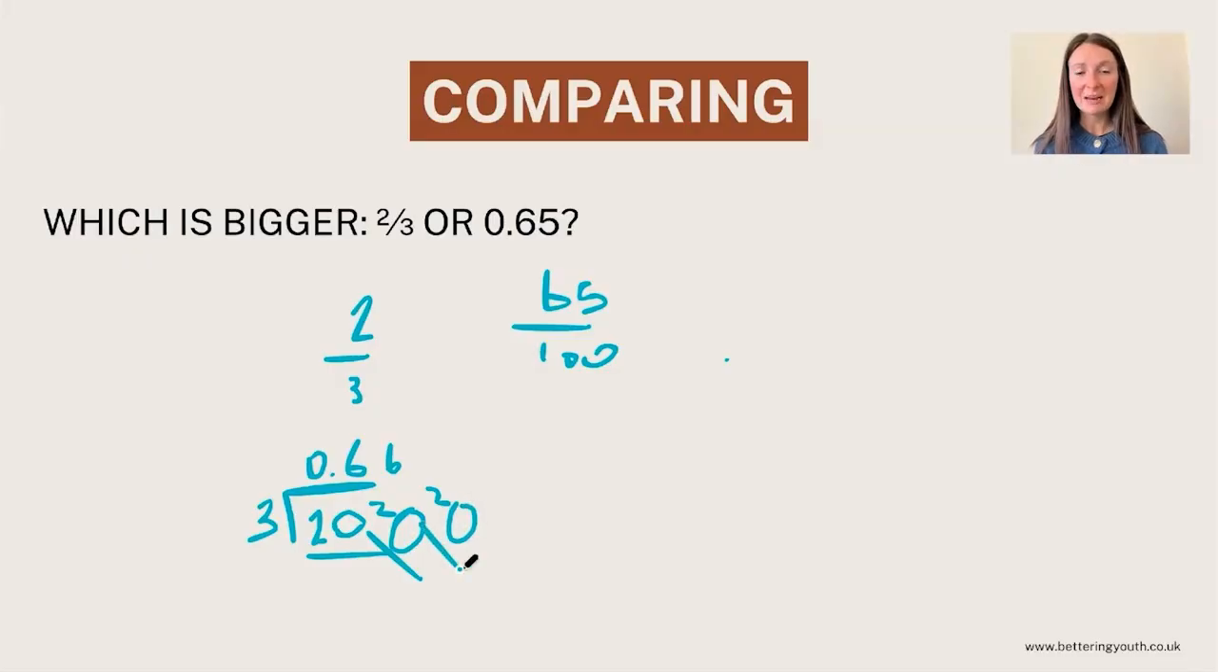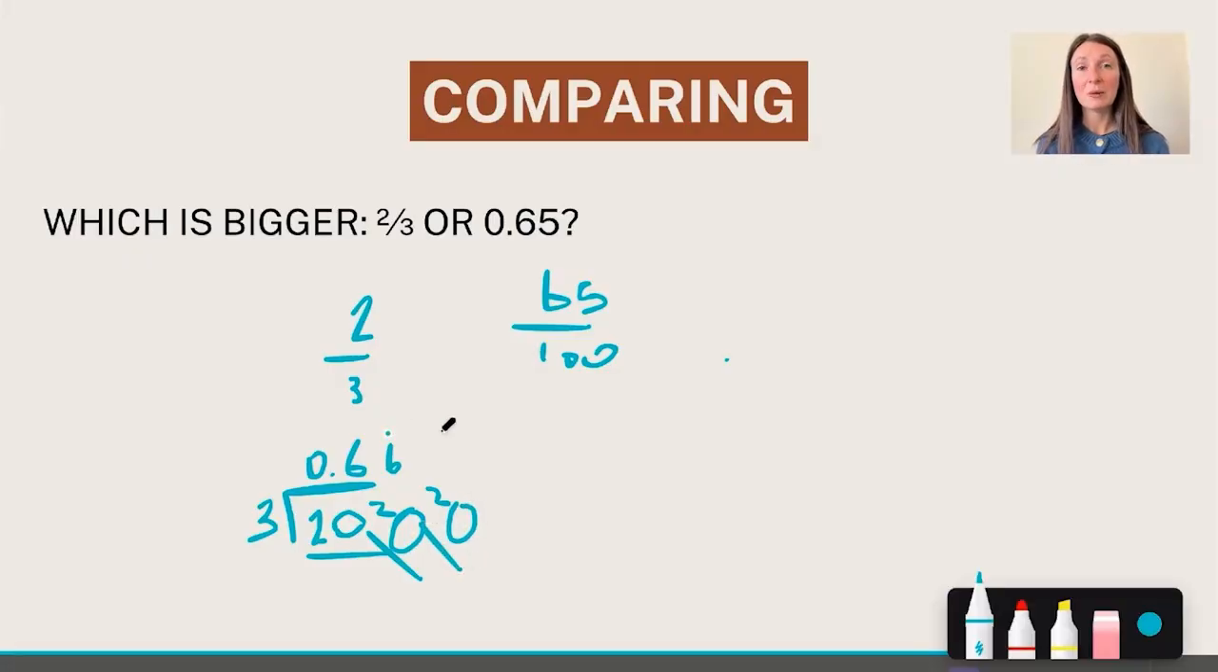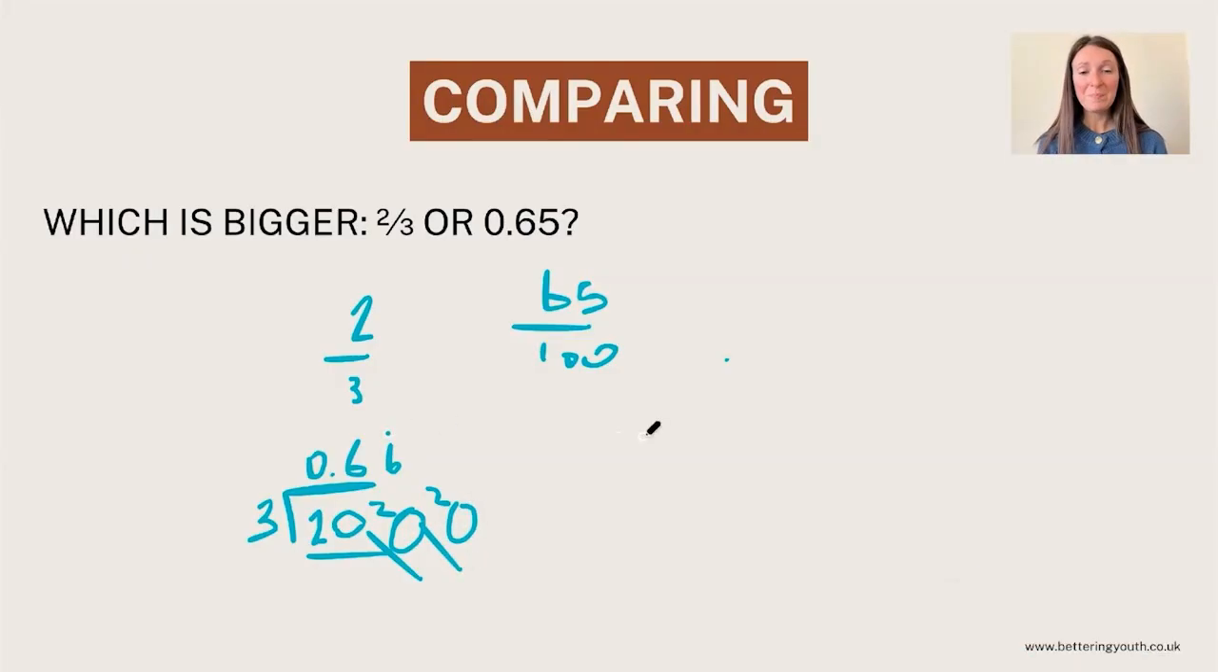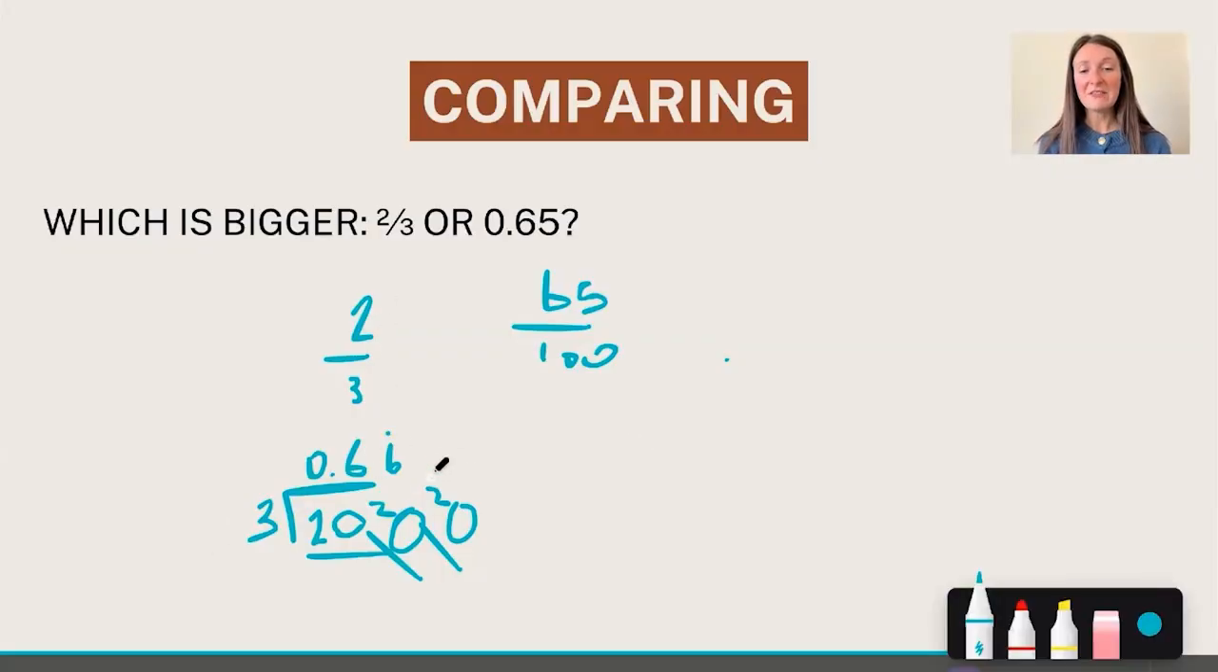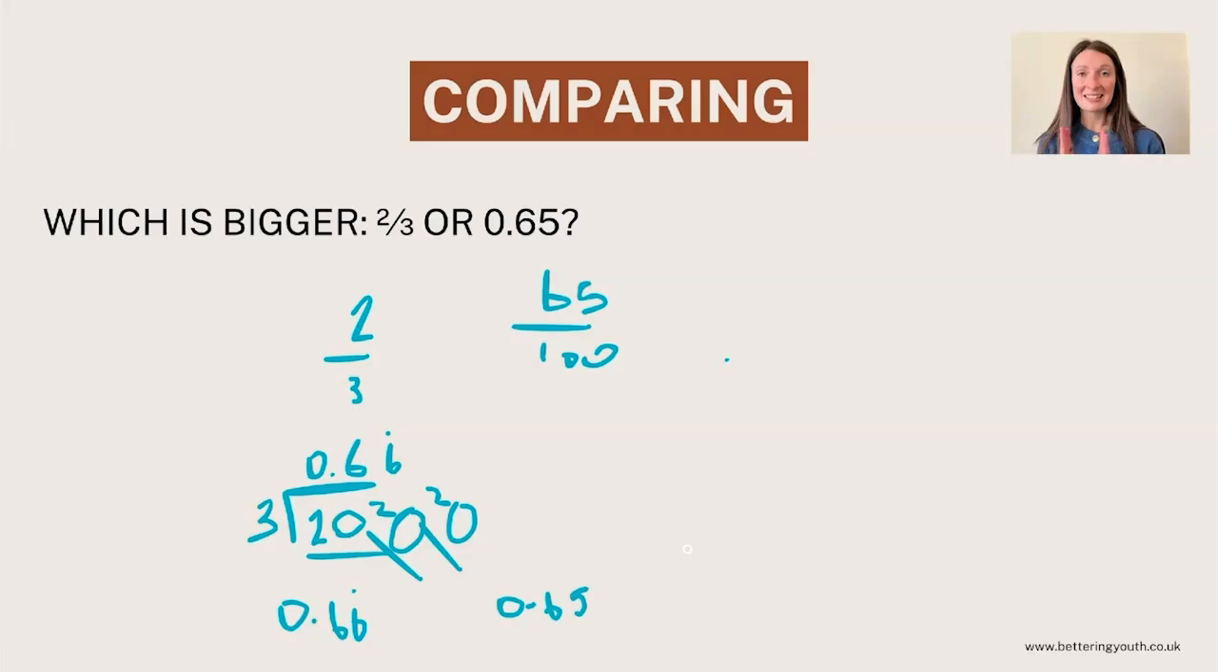What do you see is happening? We have a repeating decimal. So we have 2 over 3 giving us 0.66 recurring versus 0.65. When we're comparing our fractions, we look at the digit that's on the inside first.